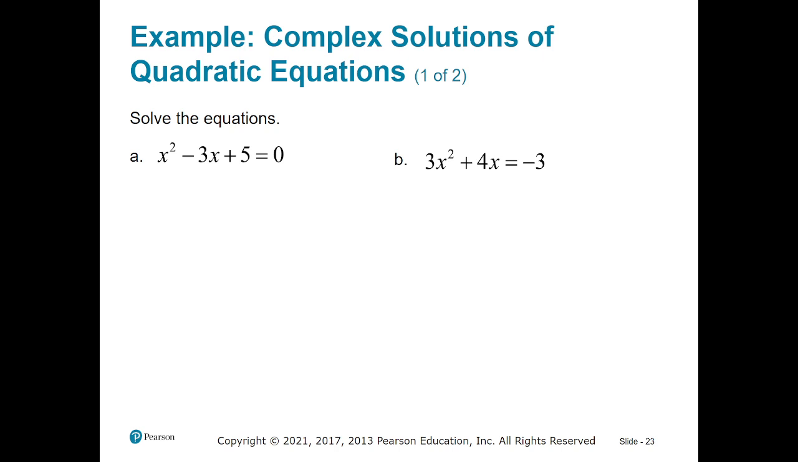Okay, now we got to simplify it. Let's work on this root first. So under the root we've got 9 minus 4 times 5. So 9 minus 20. That's going to be a negative 11. Right, so under my root I've got negative 11, which means that x is negative 3 plus or minus the square root of negative 11, all divided by 2.